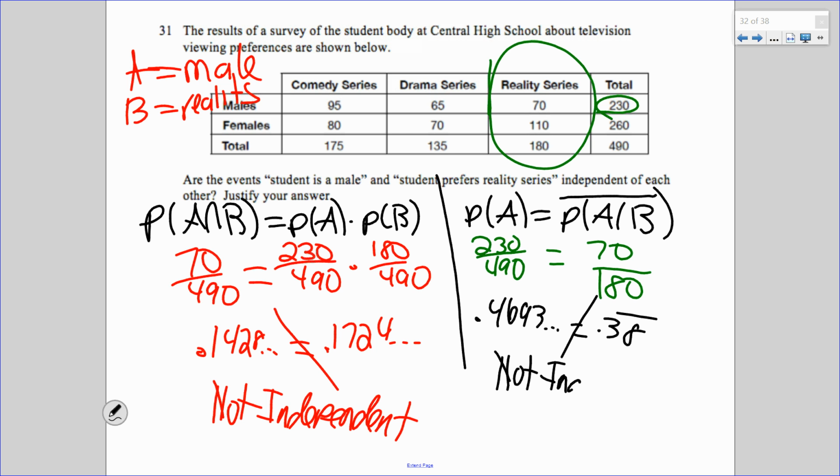You might be thinking, will one formula ever give me dependent and the other one give me independent? No, they'll both give you dependent or they'll both give you independent. It's two different ways. Pick the one you're more comfortable with and go from there. If they don't give you a two-way table, make a two-way table.